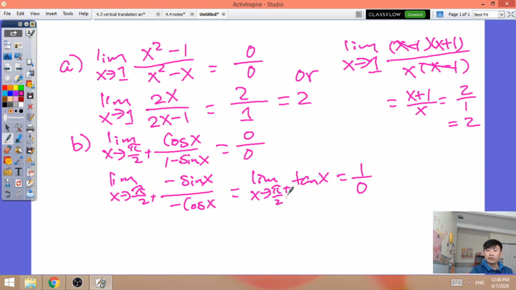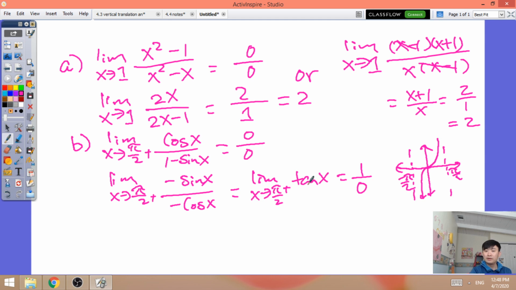Now, got to be careful with this. This one is tangent of pi over 2 from the right-hand side. So back to the parent graph of tangent. Tangent is just like the cubic curve and is being bounded by the vertical asymptotes, negative pi over 2 and pi over 2. So it's going this way.